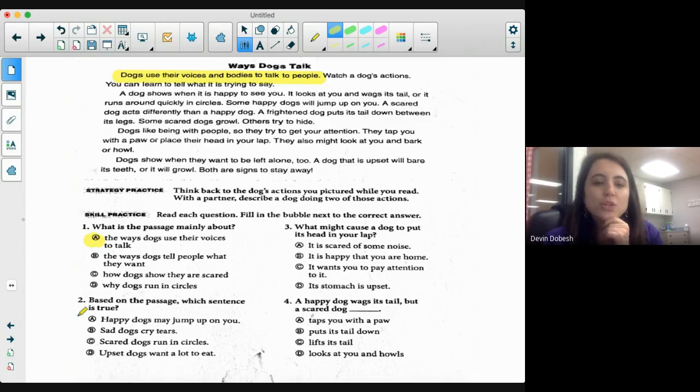Let's go to number 2. Based on the passage, which sentence is true? A, happy dogs may jump on you. B, sad dogs cry tears. C, scared dogs run in circles. Or D, upset dogs want to eat a lot.